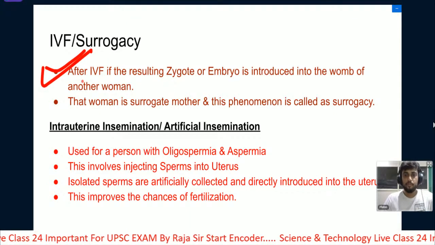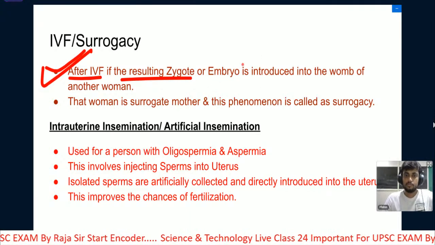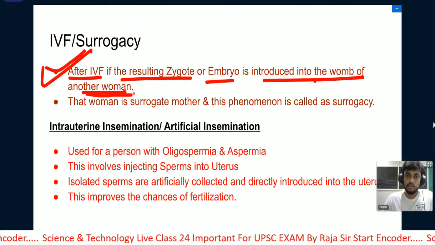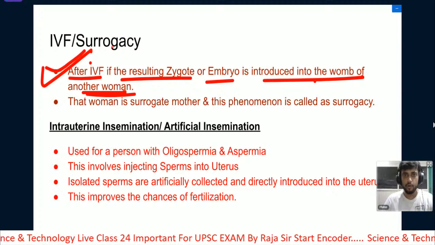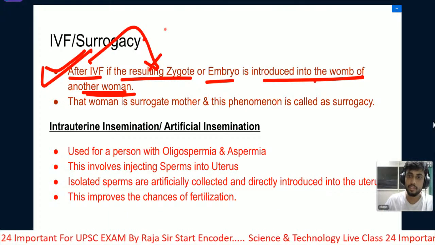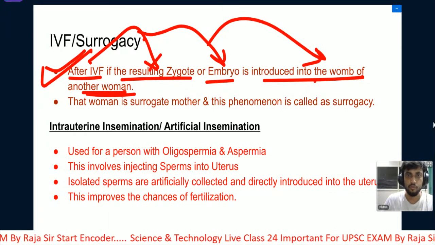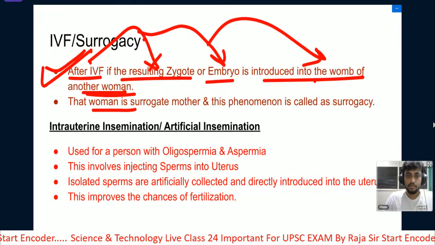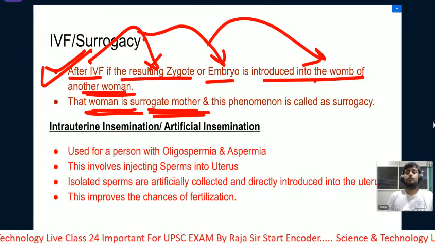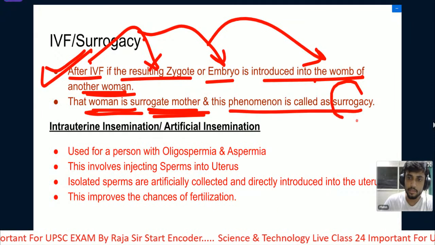अब यहाँ पे क्लियर हो जाएगा. After doing the IVF, if the resulting zygote or the embryo is introduced inside the womb of another woman, okay, we can after doing the IVF, after doing the fertilization inside a lab, then the resulting zygote, we can transfer the zygote to the womb, or we can wait and we can transfer the embryo to the womb of another woman. Then that woman is known as the surrogate mother. Okay, this woman is known as the surrogate mother and this process is known as surrogacy.